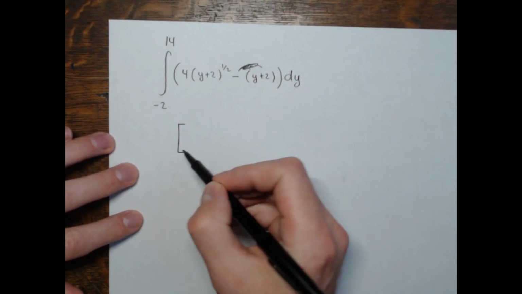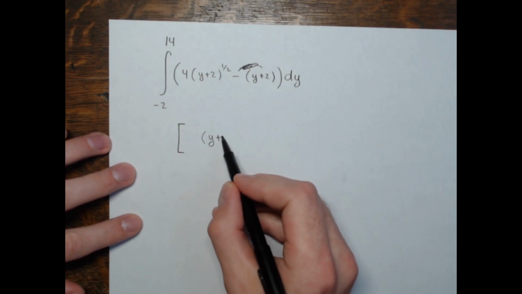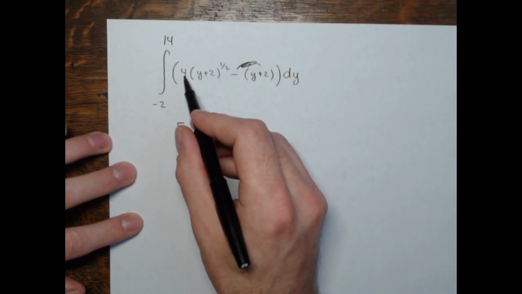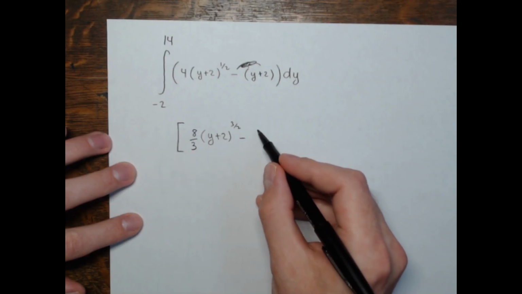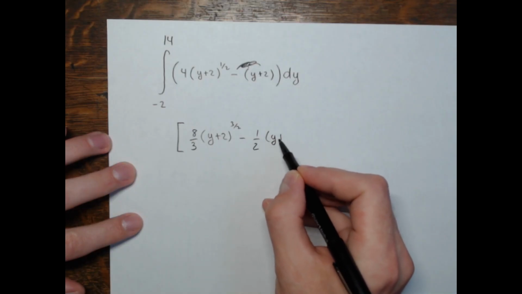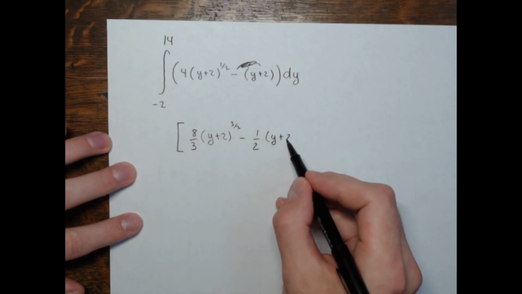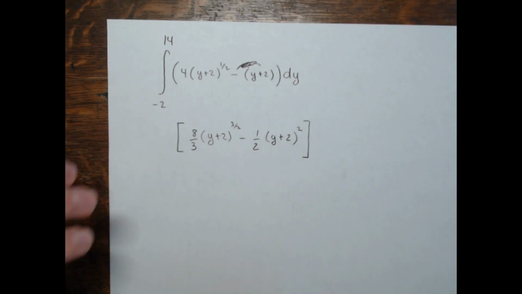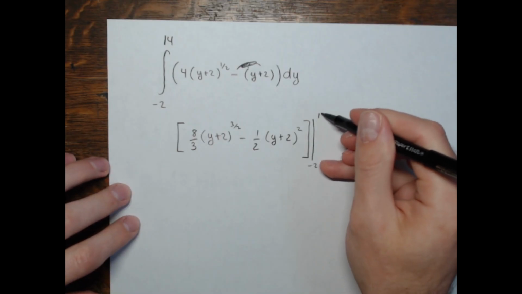So let's do the antiderivative now. This would end up being just y plus 2 to the 3/2, times 2/3, but I had 4 there as well, so that's 8/3. Minus, and then half of this y plus 2. I'm only doing this because y has a coefficient of 1 here, so I just keep it together. This y plus 2 squared, half y plus 2 squared. And we're going from negative 2 to 14.